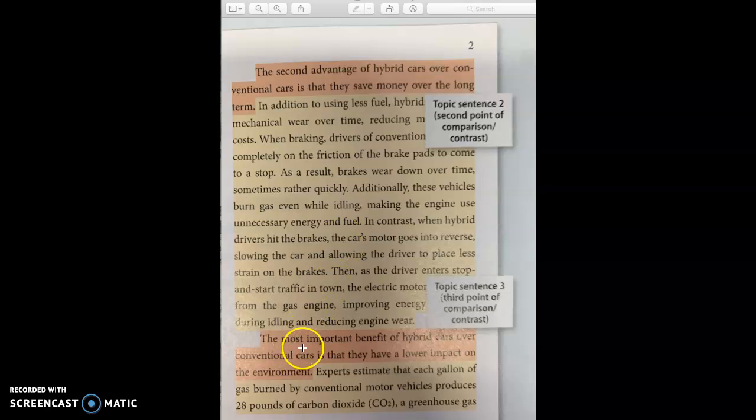So here's your third one. The most important benefit of hybrid cars over conventional cars is that they have a lower impact on the environment. So now the author is going to be talking about hybrid cars and conventional cars, your 2 subjects again, that's your main idea. But what's the controlling idea? It's not tax breaks like the first paragraph. It's not saving money like the second. This time they want to talk about lower impact on the environment. And then they go ahead and give 3 reasons, 3 examples.